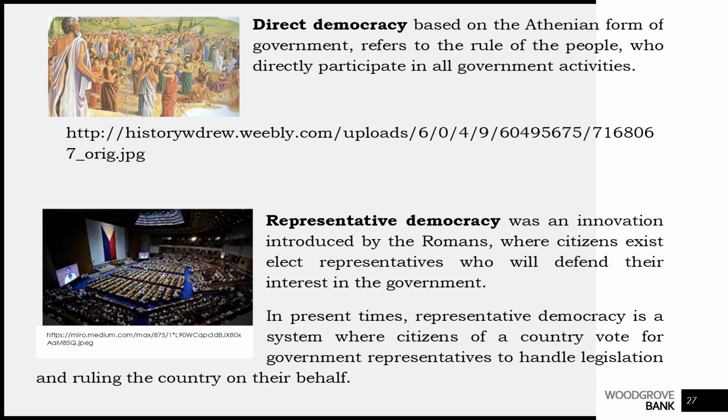Next one is representative democracy. It was an innovation introduced by the Romans, where citizens exist and they elect representatives who will defend their interests in the government. So in present times, representative democracy is a system where citizens of a country vote for government representatives to handle legislation and ruling the country on their behalf. So example, in the Philippines, we elected representatives. Example, senators, congressmen, barangay captains, mayors, sangguniang bayan, sangguniang panlalawigan councils.